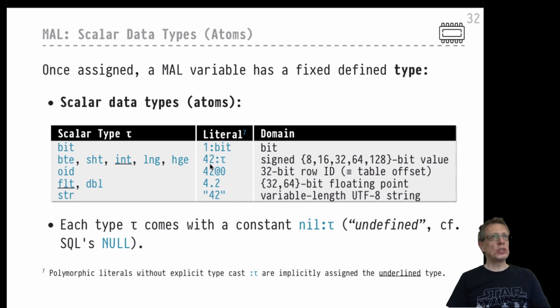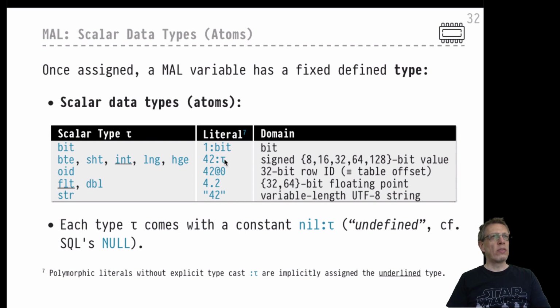Just writing 42 in such a mal program would assign the type int to that. That's the meaning of this underline here. But I can always be very explicit and just write a colon here and then append the atom type. For example, long in this particular case would make this 42 a 64-bit value, a 64-bit long value.